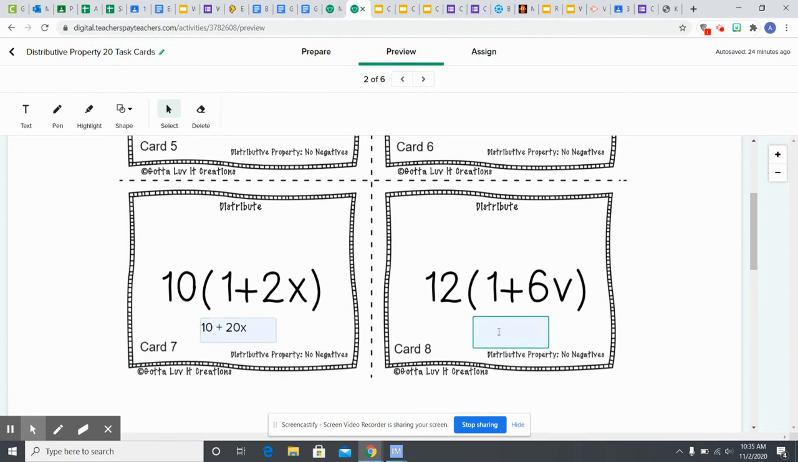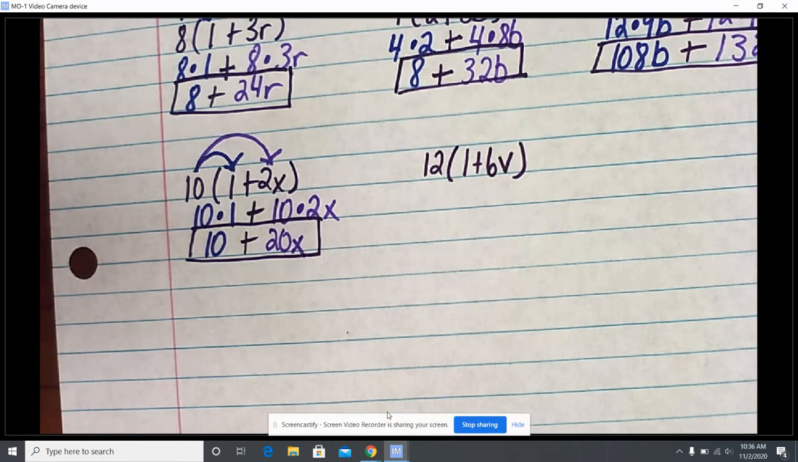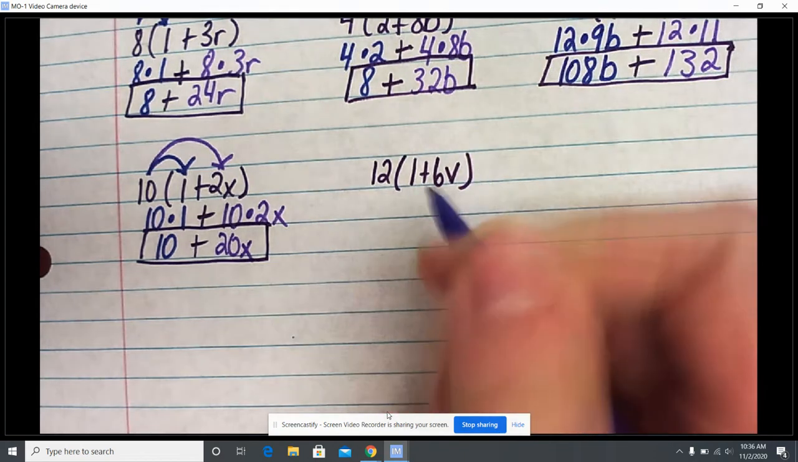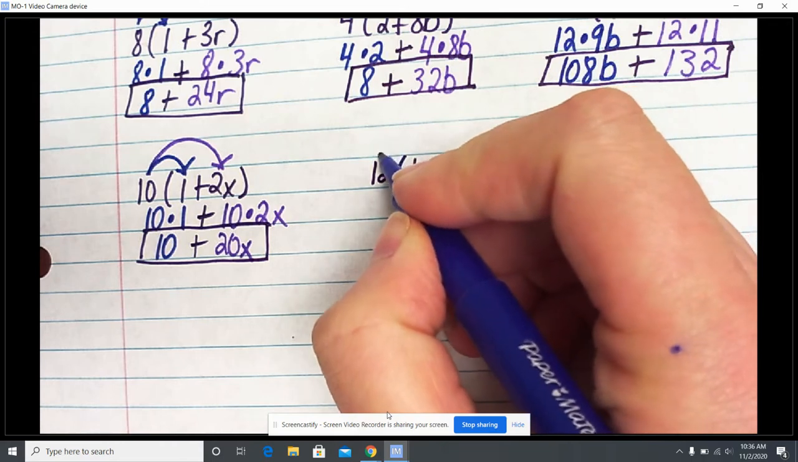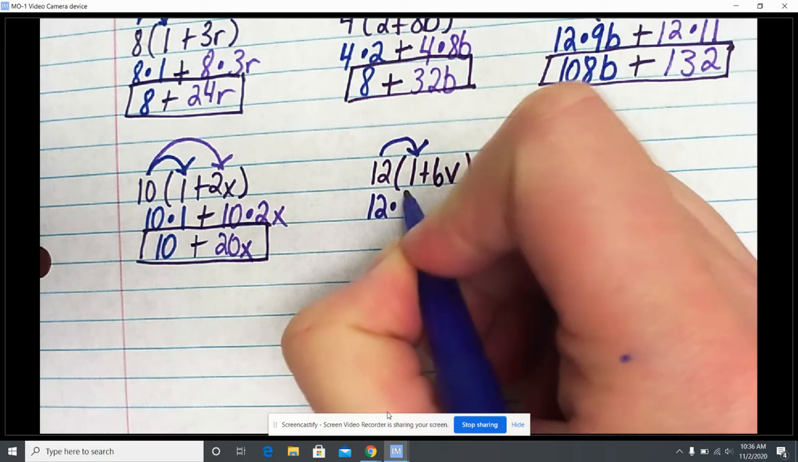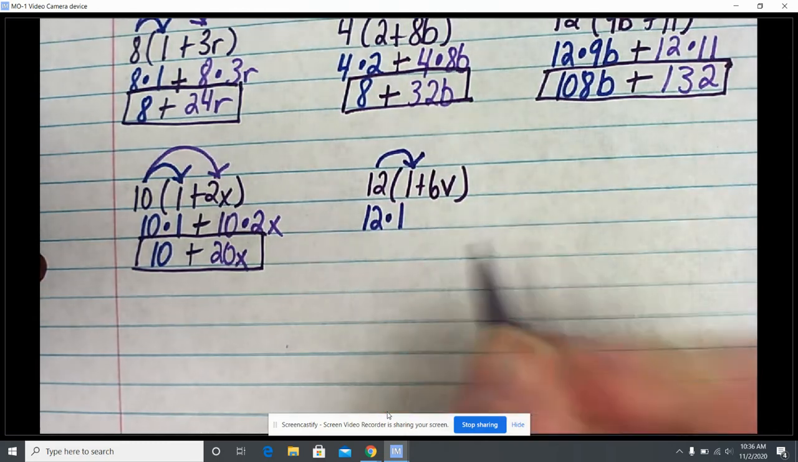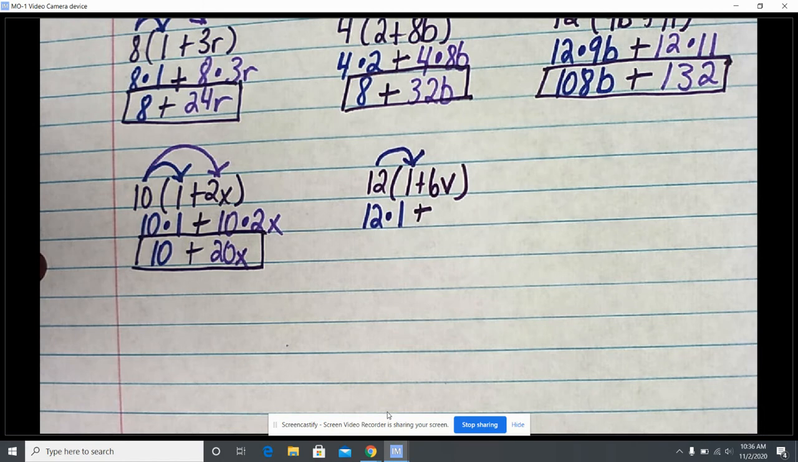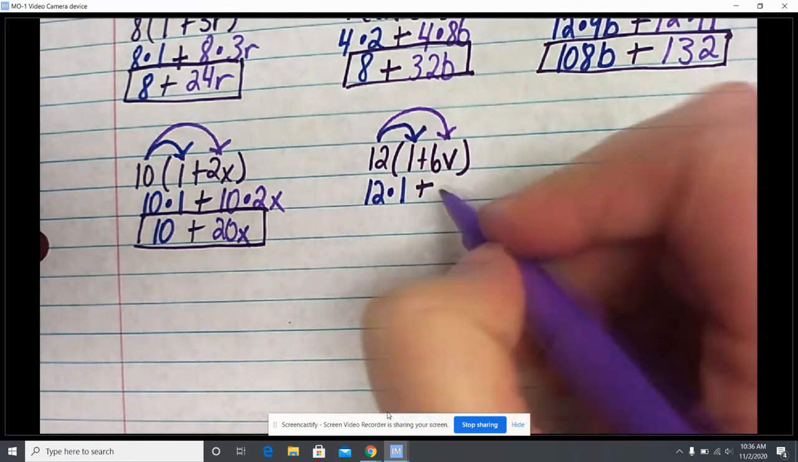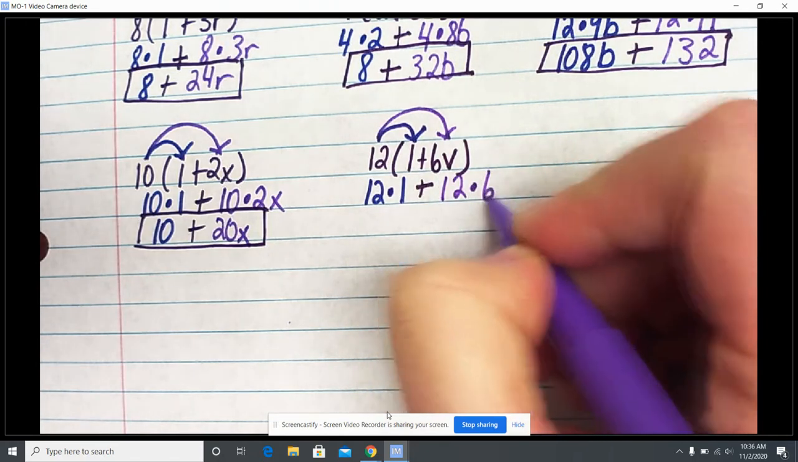All right, next one. 12 parentheses 1 plus 6v. All right, so 12 is what I'm distributing out. So I'm distributing my 12 with my 1 first. So I'm taking 12 times 1 plus, and then distribute out my 12 with my 6v. So that means I'm taking 12 times 6v.